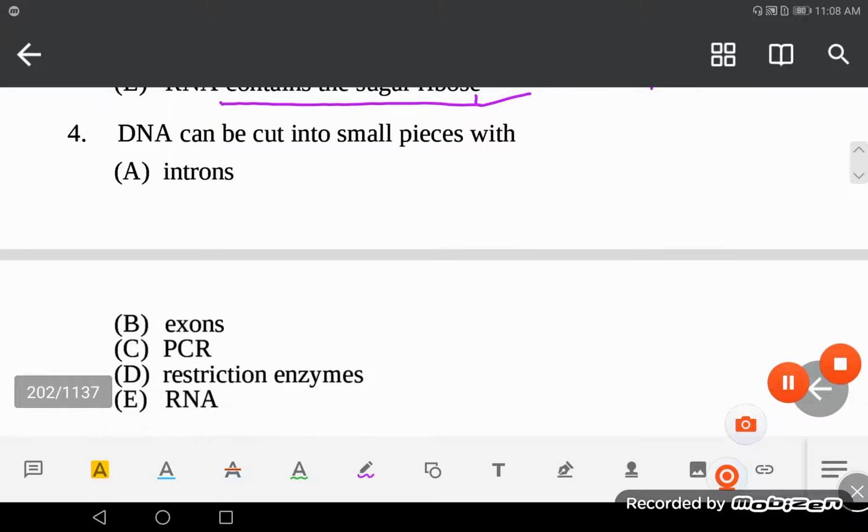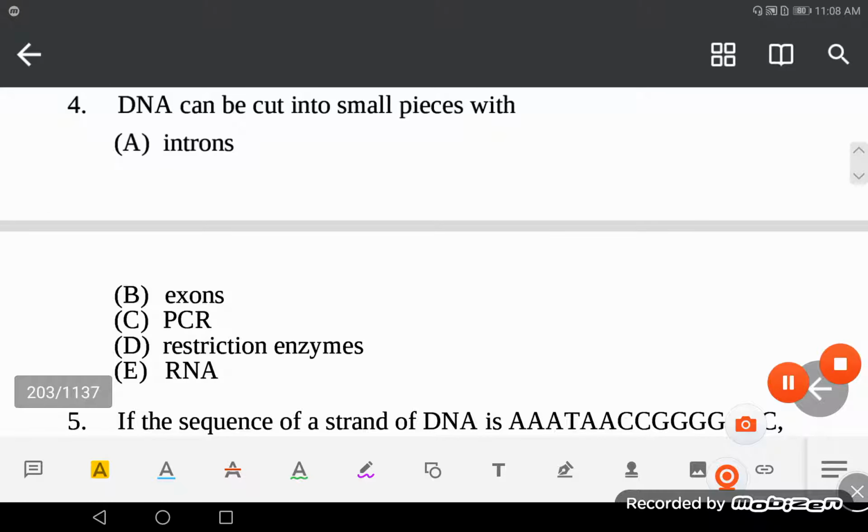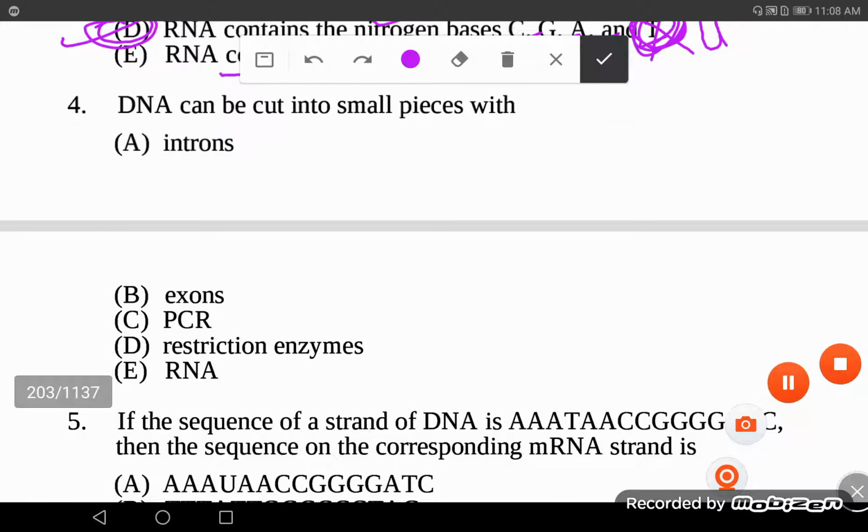So in the fourth question it says DNA can be cut into small pieces with what? How can we cut the DNA into small pieces? So guys, very simply, we have restriction enzymes. Restriction enzymes are like scissors, cutting the DNA at a specific nucleotide. So by the restriction enzyme we can cut the DNA into very small pieces. So the answer for the question is D.